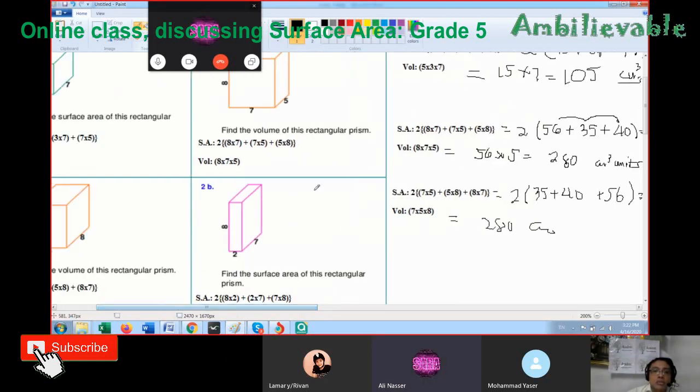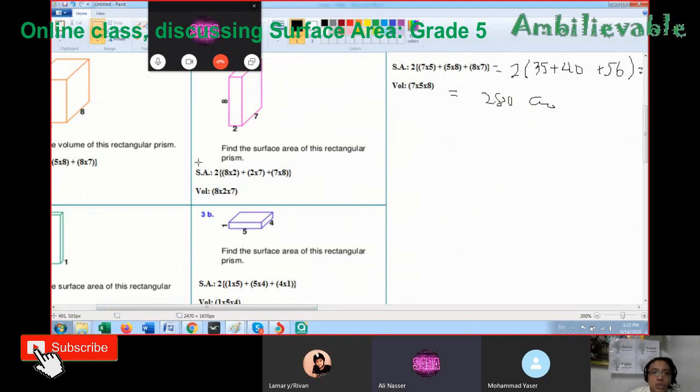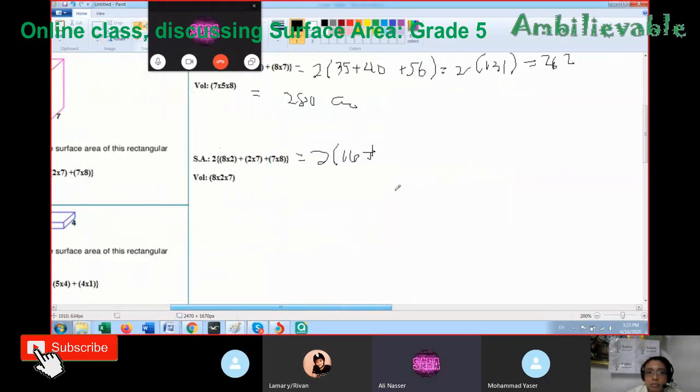Next one. Okay, this one is different. Let us solve. 8 multiplied by 2 is equal to 16. Plus 2 multiplied by 7 is equal to 14. Plus 7 multiplied by 8 is equal to 56. Correct. Now let us add all the numbers, then multiply by 2.